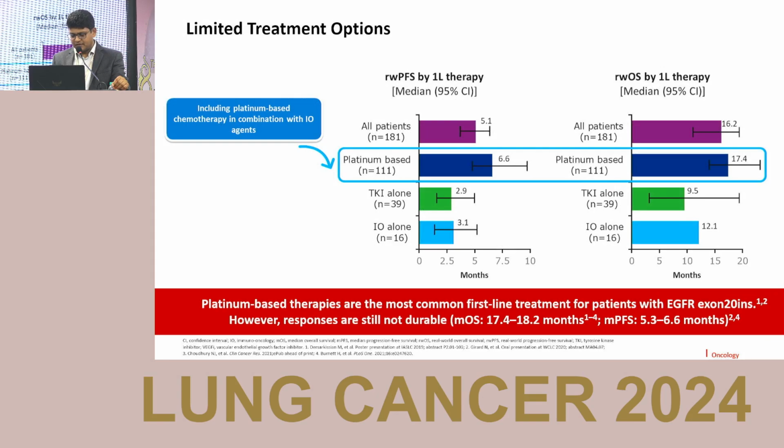The same real world PFS in first line is 6.6 months and overall survival is 17.4 months. This is with platinum based doublet. And if you give IO alone, probably IO alone is not the way to treat these patients, whatever the PDL1 is, because with IO alone the median PFS is only 3 months. So in the first scan, most of the time you will see a progression.